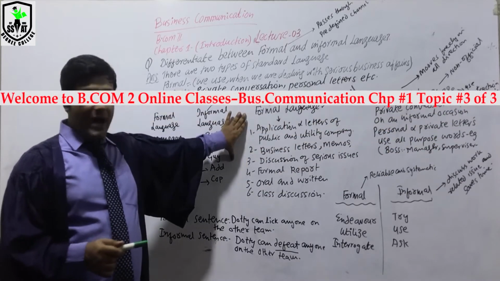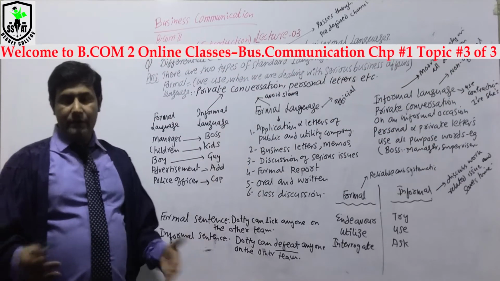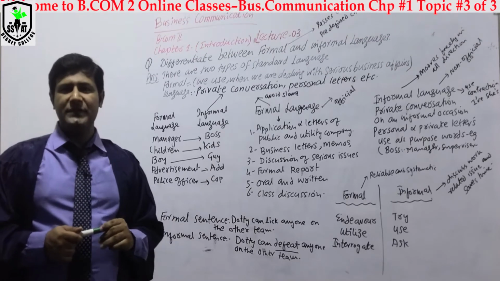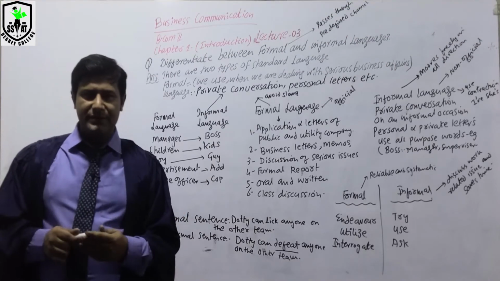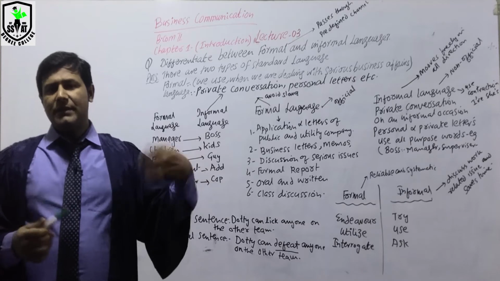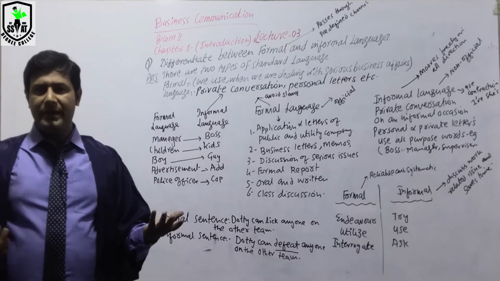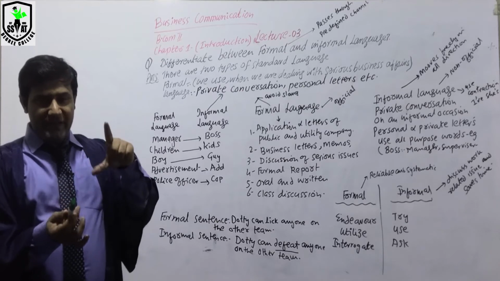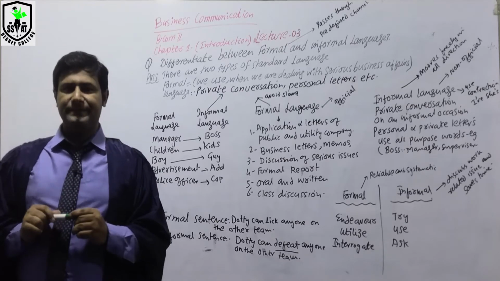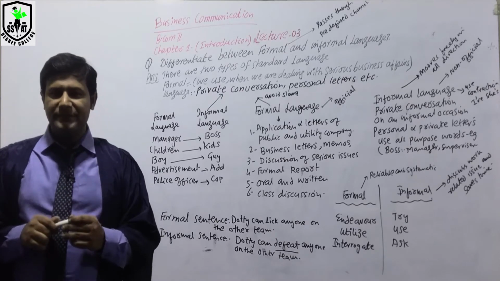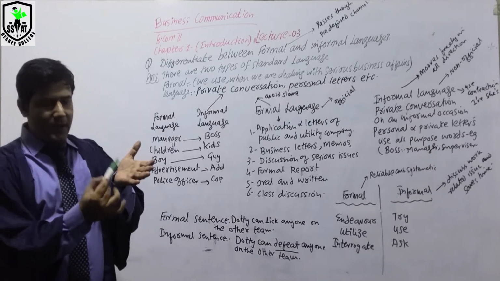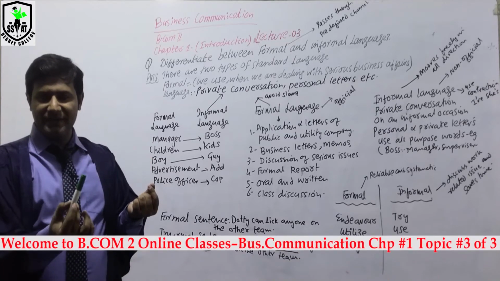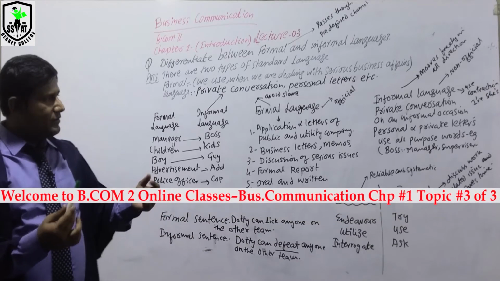Now, where do we use formal language, and where do we use informal language? In English, lots of words are derived from Latin and Greek. In English, we use different words with a combination of prefix and suffix. For example, telephone, telemeter. So there are so many words.